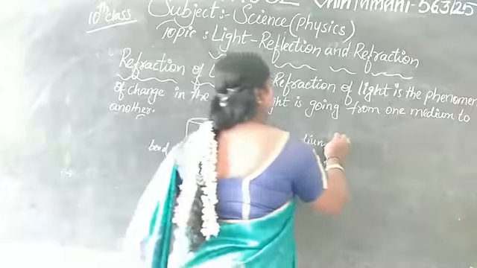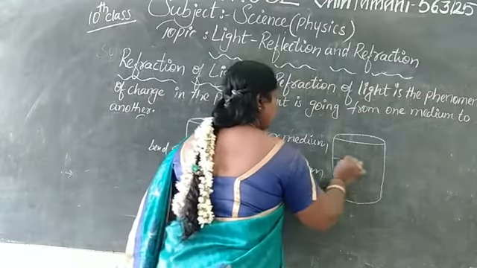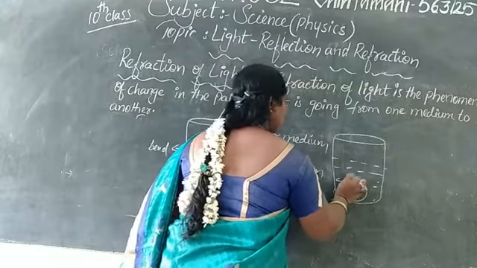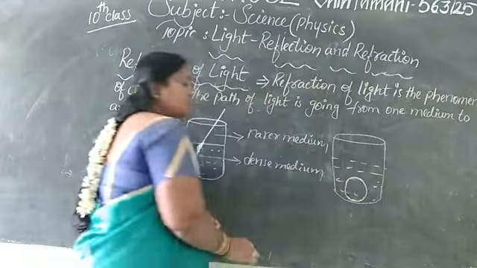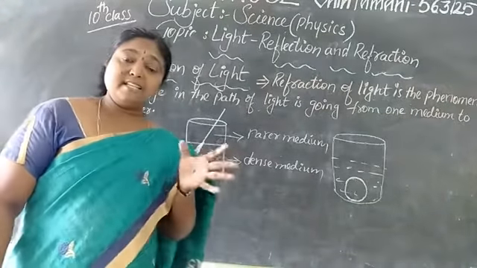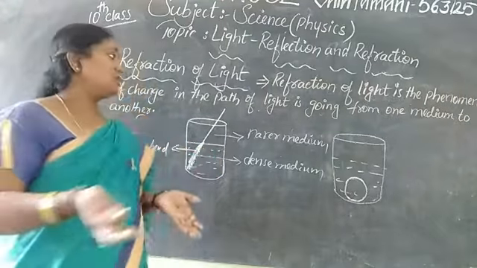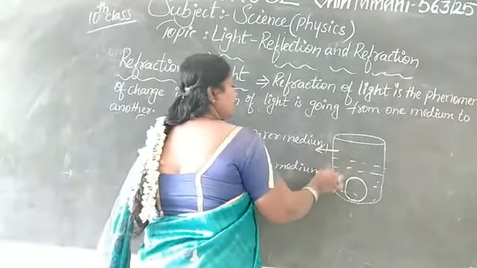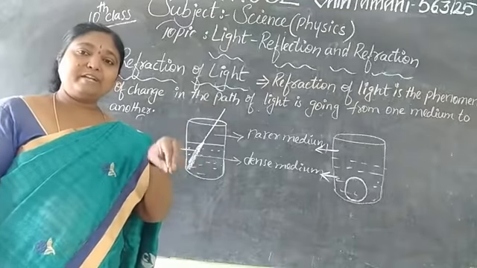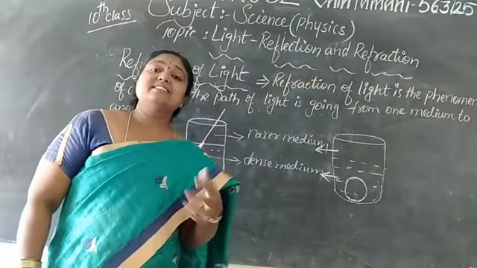Not only that, take a beaker, fill it half with water, and you can keep a coin in it also, children. The coin is actually this much size. If you dip it inside, we will see that the size of the coin has increased, and also it seems to be floating a little. The same thing: this is the rarer medium and this is the denser medium. When it enters from the rarer to the denser medium, the size of the object is increased.